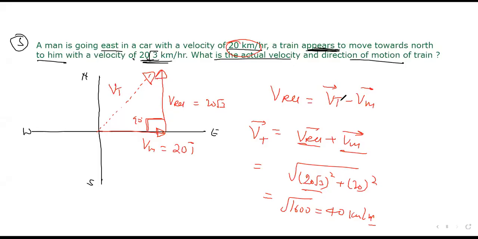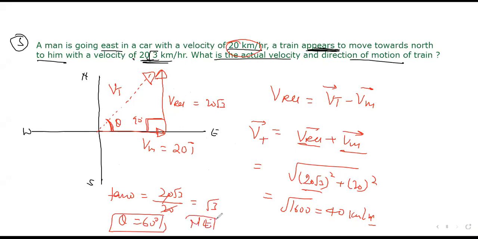Also, they have asked for the direction here. What is this direction? The resultant at angle theta, the direction of the train. Tan theta you can write from here. Tan theta is perpendicular by base, which means V relative, given as 20 root 3, by the velocity of the man, which is given as 20. So that becomes root 3. Tan theta is equal to root 3, which means theta is equal to 60 degrees. So the train is moving at 60 degrees in the northeast direction.